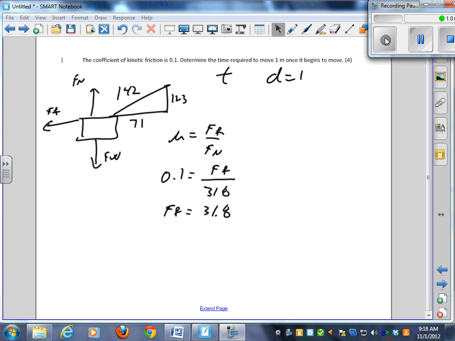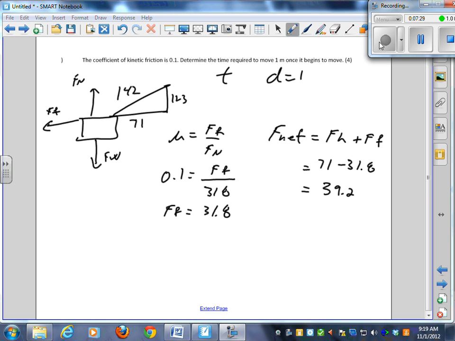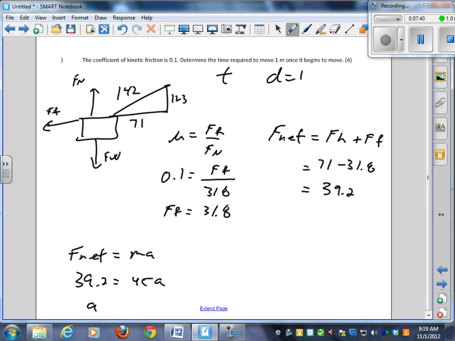And now that I've got my friction force, now I can solve for F net. It's going to be my horizontal component plus my friction. It's going to be 71 and then minus 31.8. 39.2. Taking my net force, F net equals ma. 39.2. The mass was 45, giving me an acceleration of 0.871.